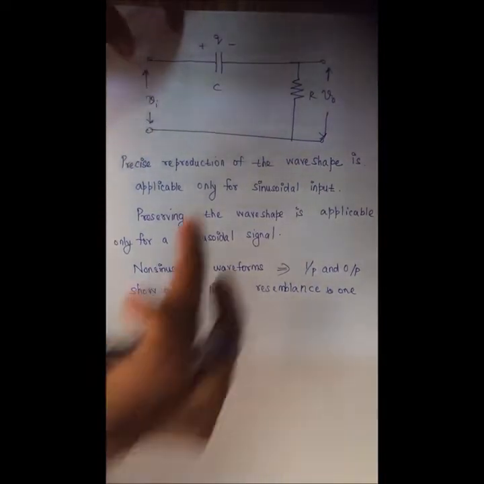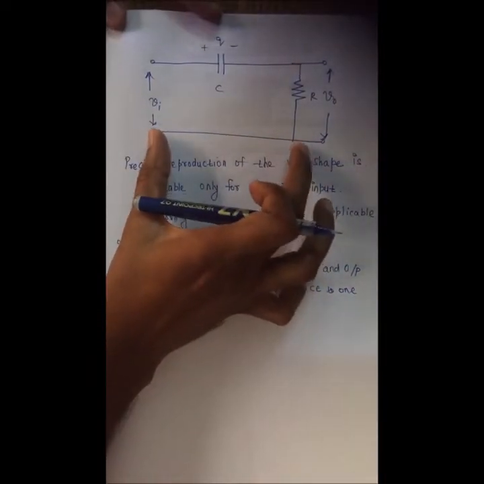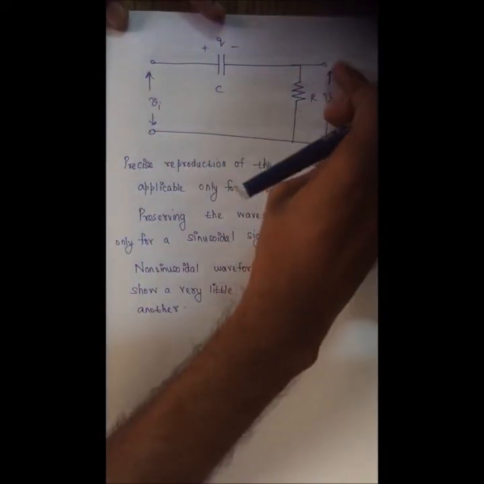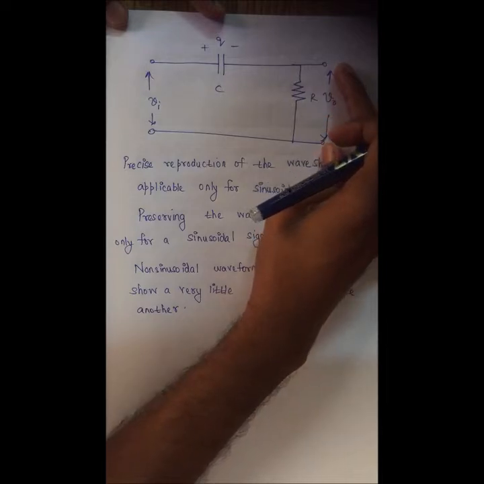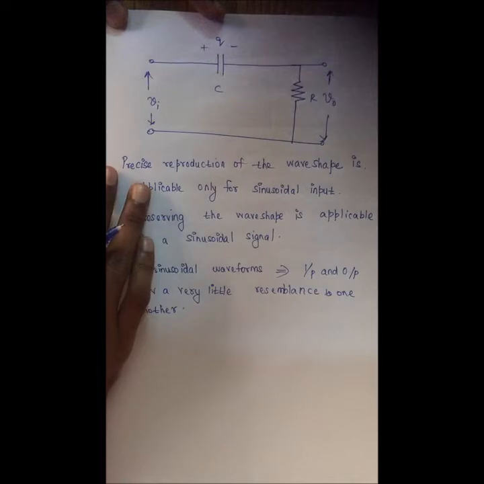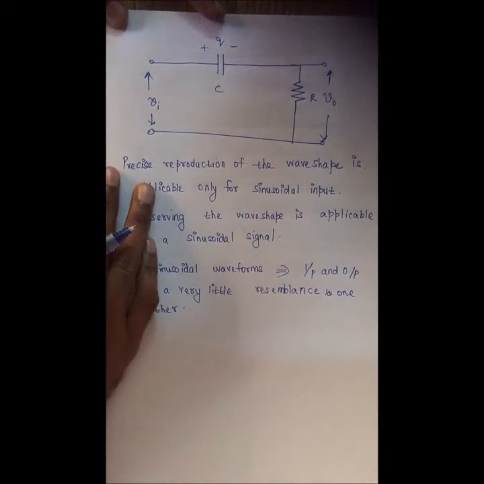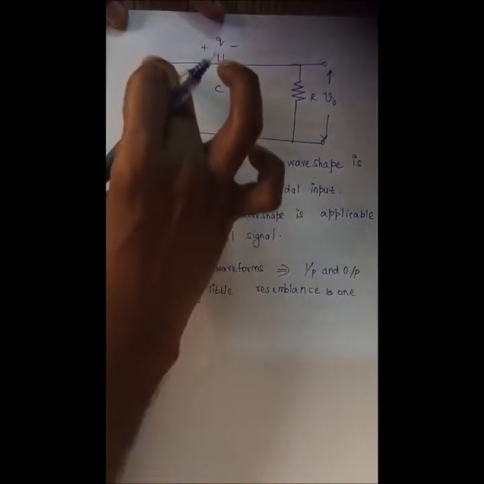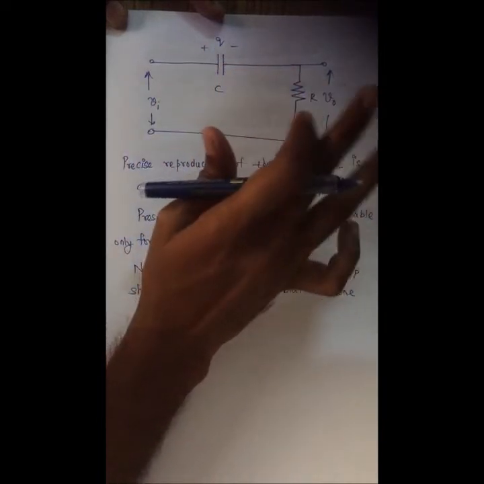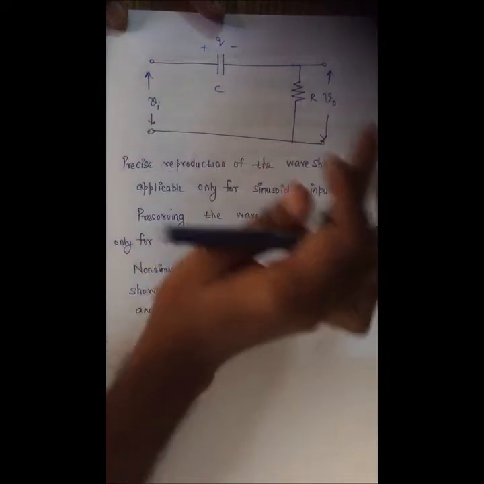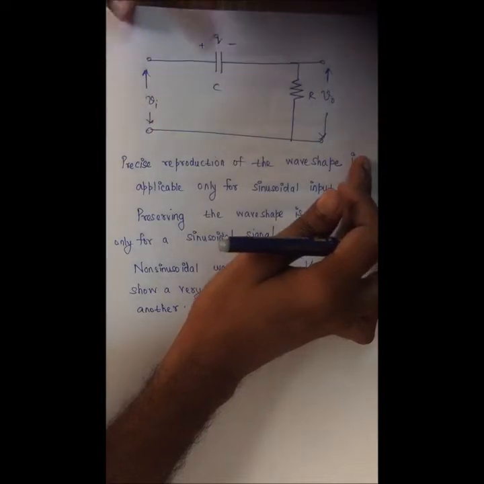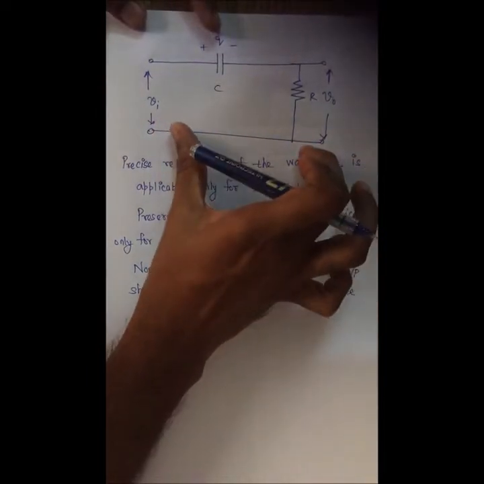Having given the simple capacitive coupling network, if you provide a sinusoidal input, the output is going to remain sinusoidal mathematically. Its shape is going to be the same. If you provide a non-sinusoidal signal, it is going to be altered. The shape of the waveform is going to be altered. So this is a fundamental understanding you need to have while dealing with this circuit.